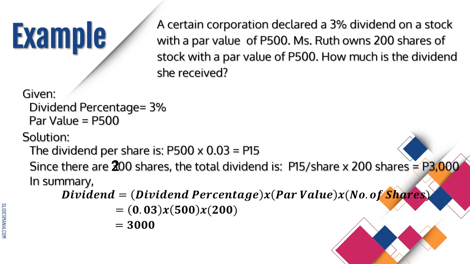Let's have another example. A certain corporation declared a 3% dividend on stock with a par value of 500 pesos.